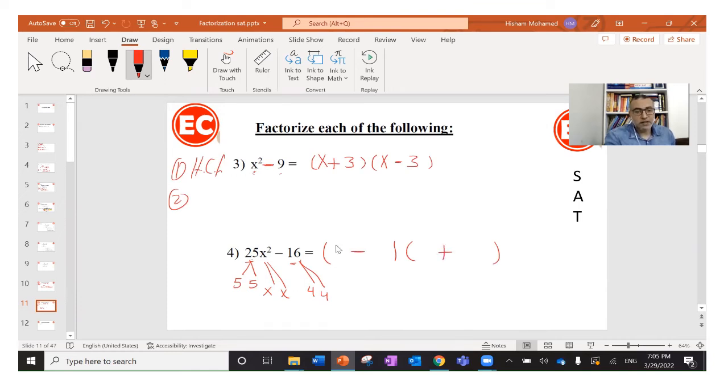25 is 5 multiplied by 5. And x squared is x multiplied by x. Sorry, I made a mistake here. 16 is 4 times 4. So the final answer is 5x minus 4 and 5x plus 4.